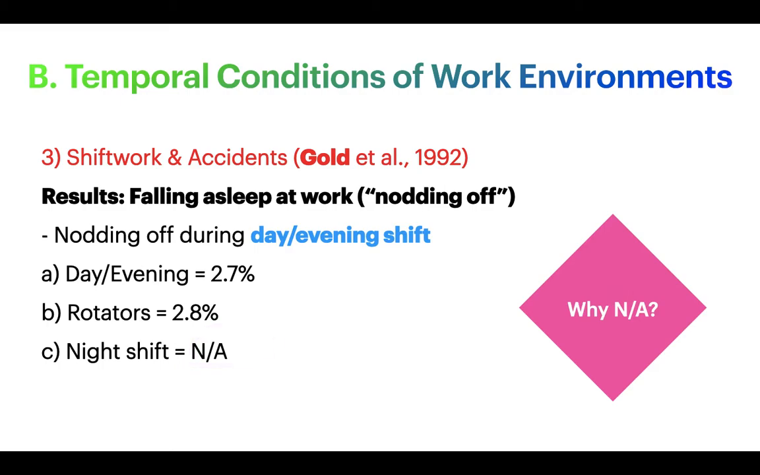Okay, sorry. Let me rephrase that. Why is it that they didn't have results for this? Can you figure out why? There's a logical reason behind it. The reason is because night shift workers never work in the day and evening. Sometimes the day and evening workers might work at night. Sometimes the rotators work at night as well. But night shift workers only work at night. They never rotate and they never work in the day or evening. That's why there's no data for them. Right? We don't have to worry.